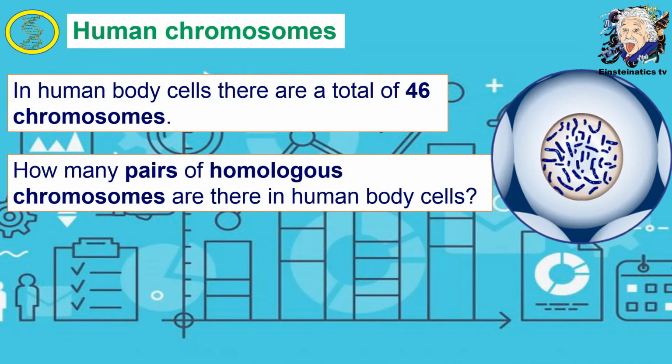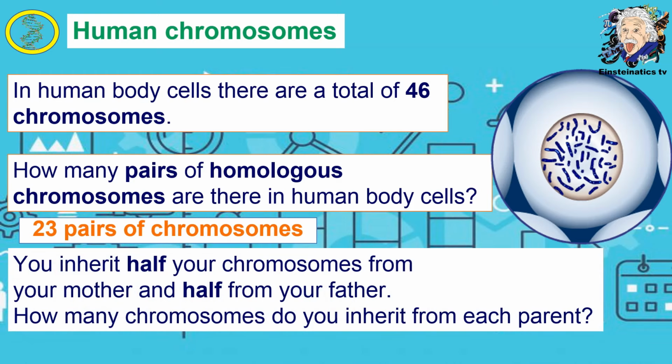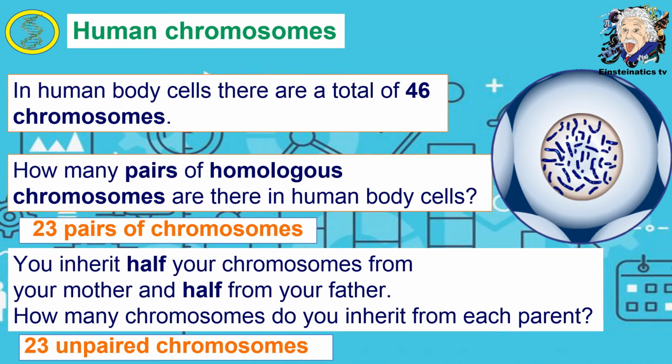Sa kabuuan, ang human body ay binubuo ng 46 chromosomes. So, how many pairs of homologous chromosomes are there in the human body? So, there are 23 pairs of chromosomes. So, bakit 23? Kasi you inherit half of your chromosomes from your mother and half from your father. So, if you are going to add all this, you have a total of 46 chromosomes.